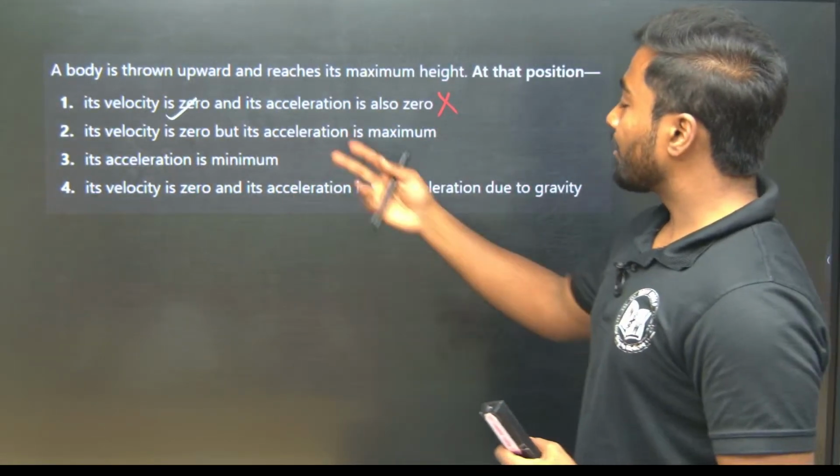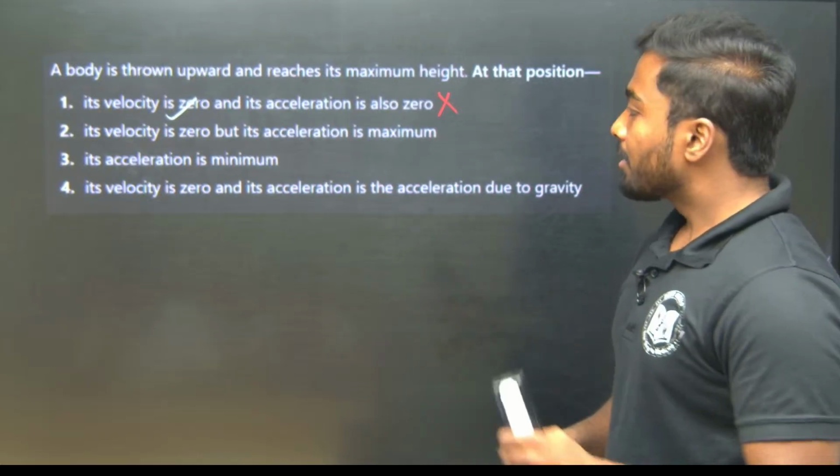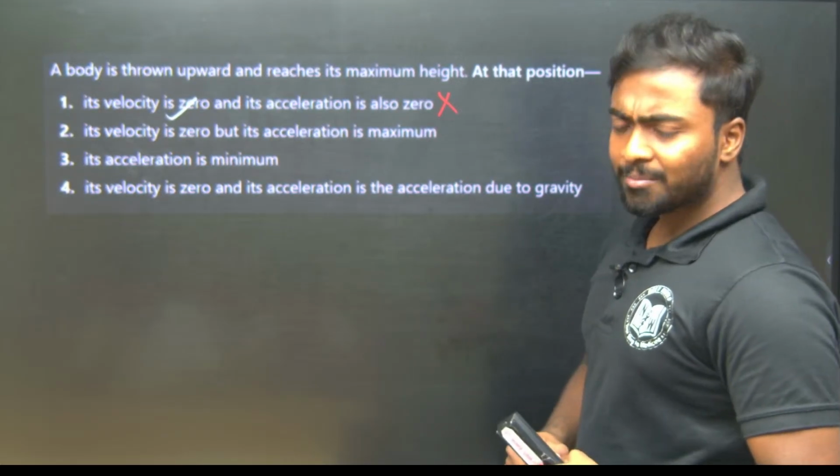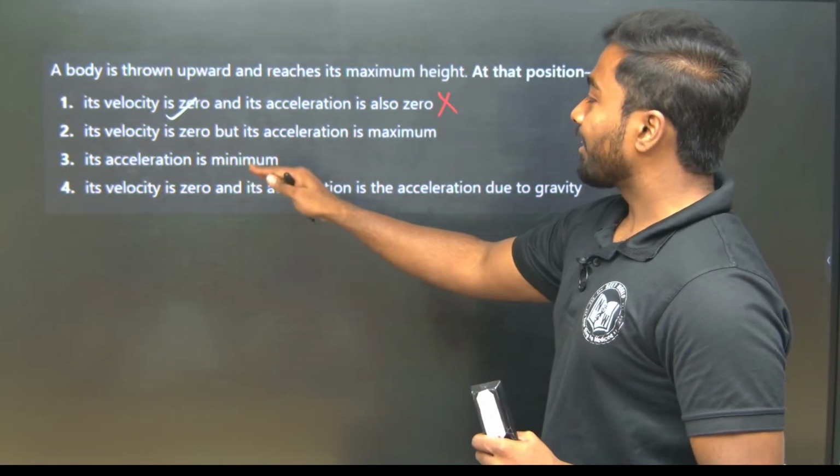What about the second one? Its velocity is 0, but its acceleration is maximum. The third one I'll take: acceleration maximum. I'll read the third one also: its acceleration is minimum.